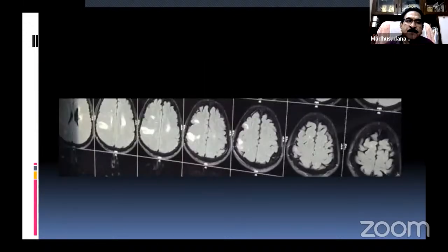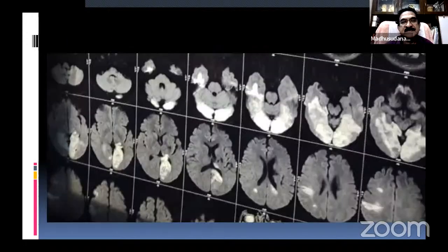Probably there's one more thing. He's got an infarct in the left frontal lobe also, and left parietal also, not coming under the territory of the vertebrobasilar system. Probably it may indicate an embolic origin also. This is the FLAIR sequence.